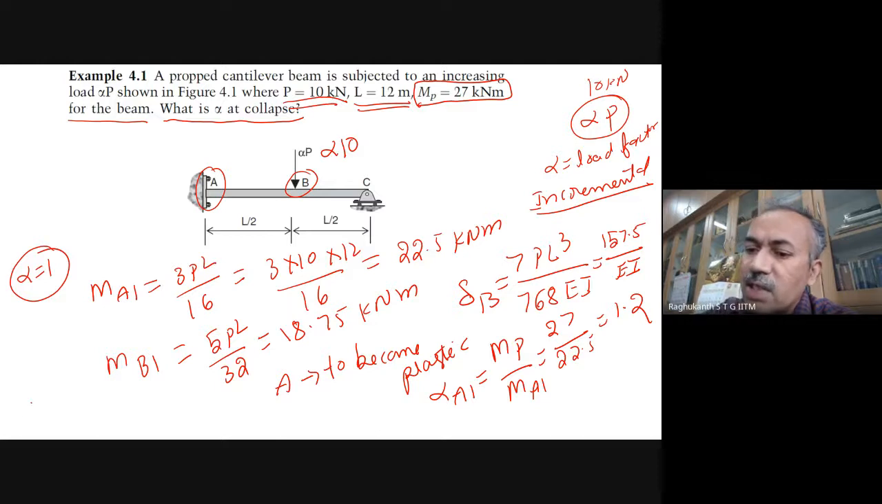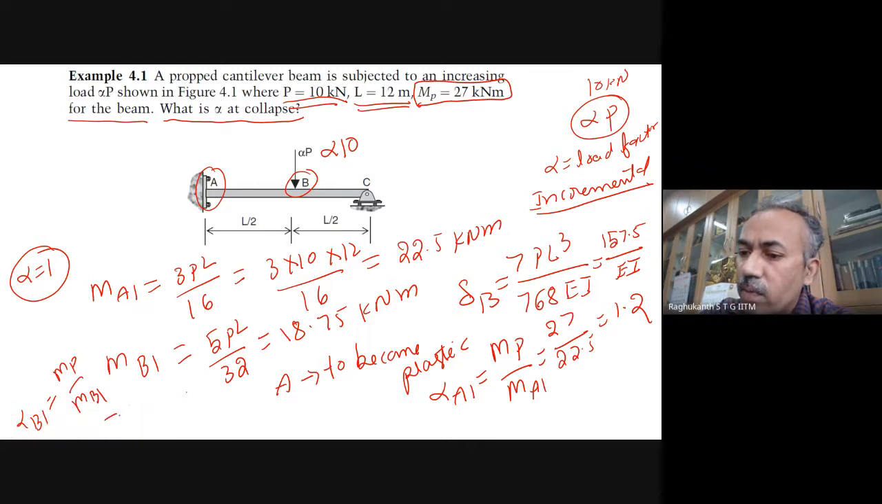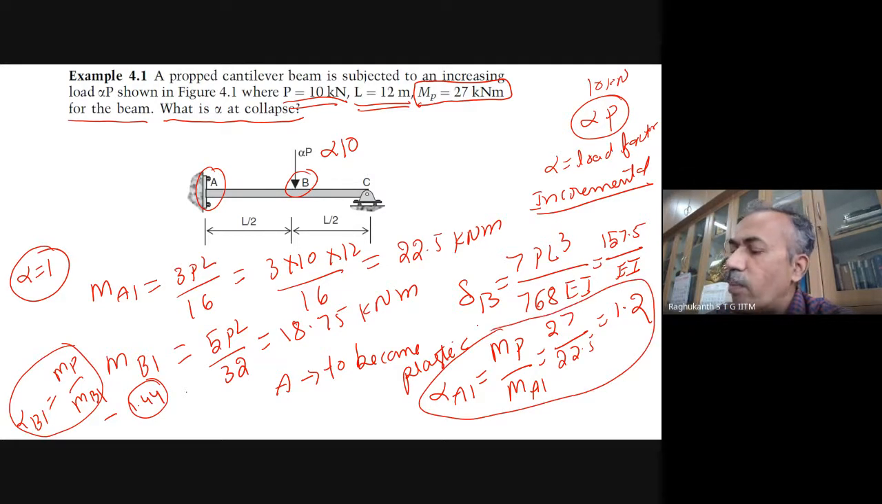Now for B to become plastic, that is alpha B1, this is MP by MB1. If you calculate, this turns out to be 1.44. So these are the load factors for B to become plastic and for A to become plastic. Which one will become plastic first as you keep increasing the load? Obviously it is A itself. So the lowest of alpha A1 and alpha B1 is 1.2. This is my load factor, which comes from the stage 1 analysis.